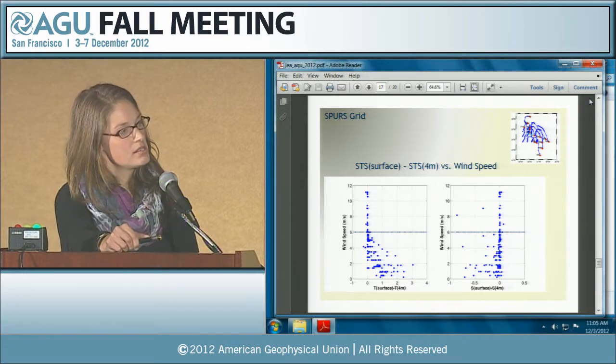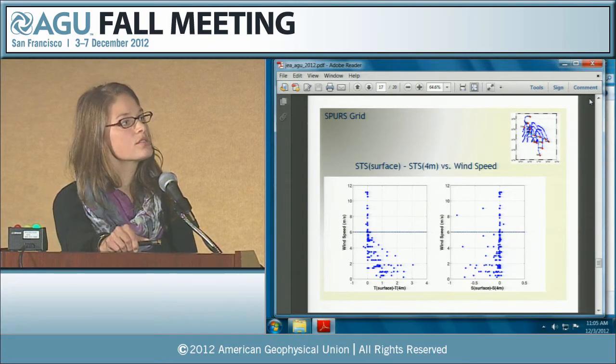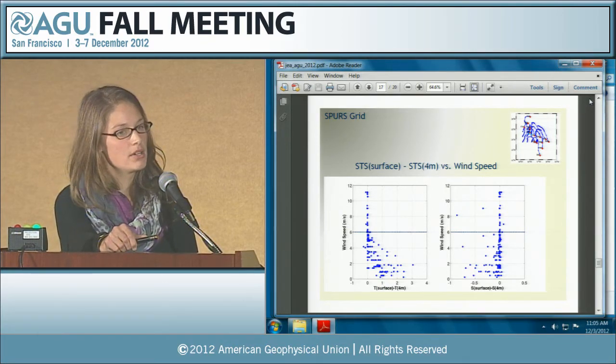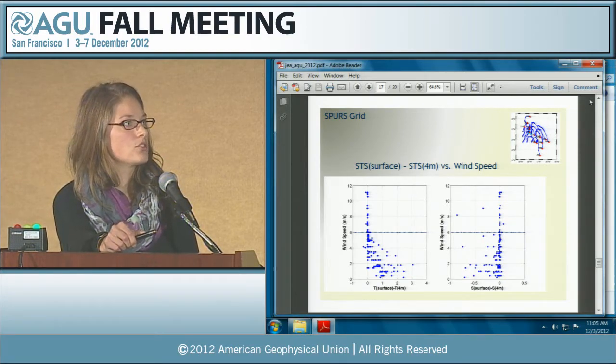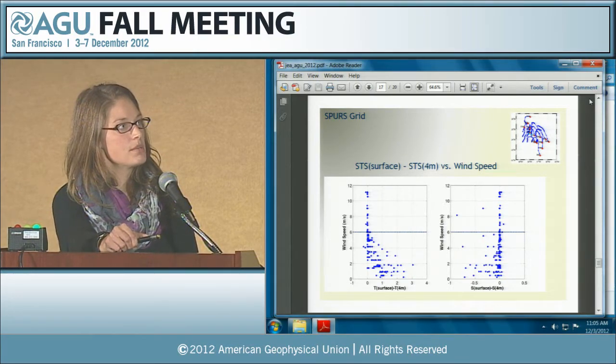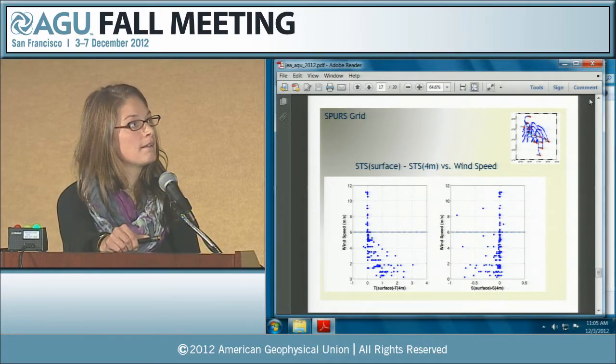So shown here is similar to what I showed earlier with the tau data: the difference between the surface and 4 meters for the 11 STS floats in comparison to the wind speed from the central mooring in the SPURS location. And we again see that above wind speeds of about 6 meters per second the upper water column is well mixed.